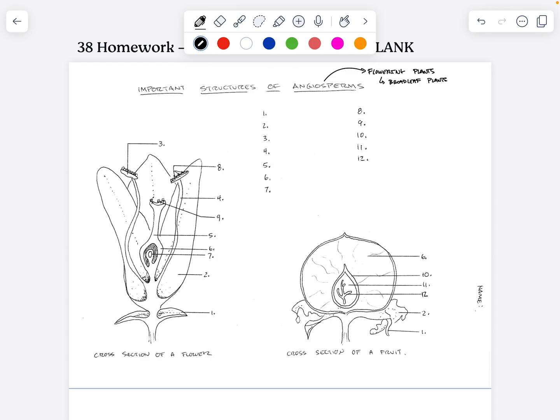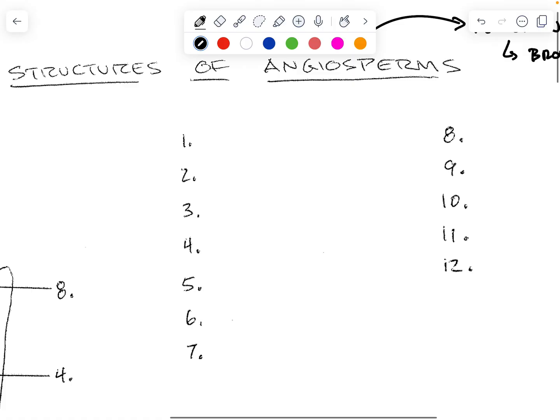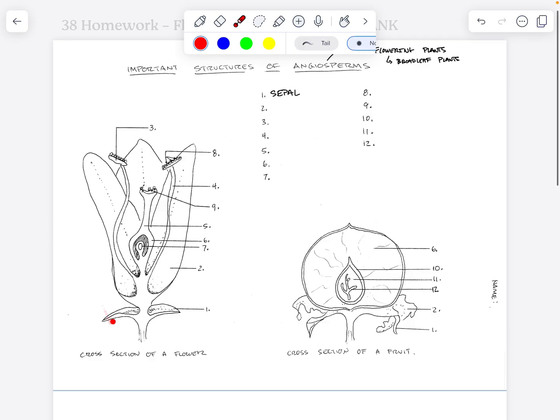Okay, so let's talk about important structures of these flowering plants. What are the parts of the flower? Okay, number one here is called the sepal. The sepal is a special type of leaf that covers the flower before it blooms. So the sepals open up and they reveal the flower. Depending on the type of plant, they might open up once and reveal the flower. They also might open and then close every day and night. It just depends on the type of plant that we're talking about.